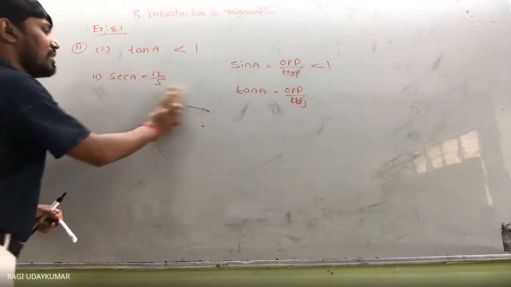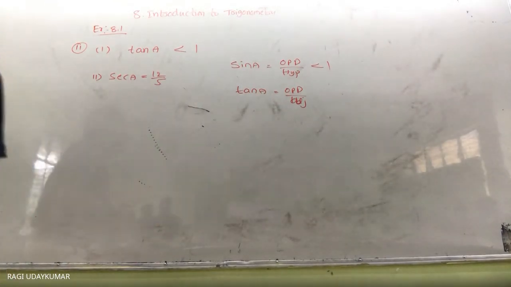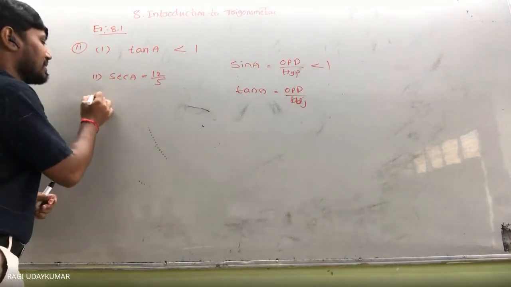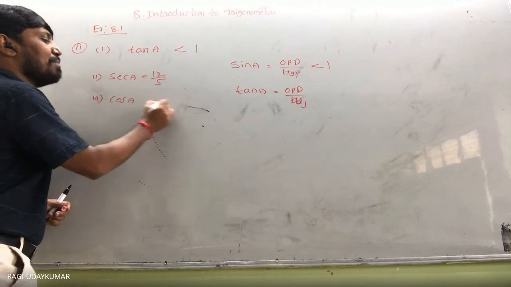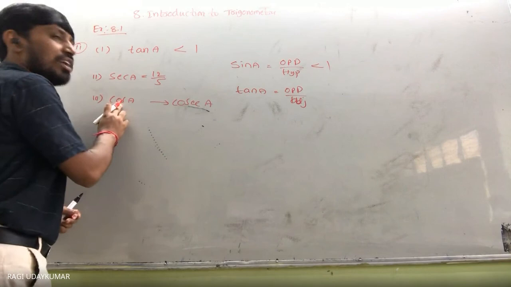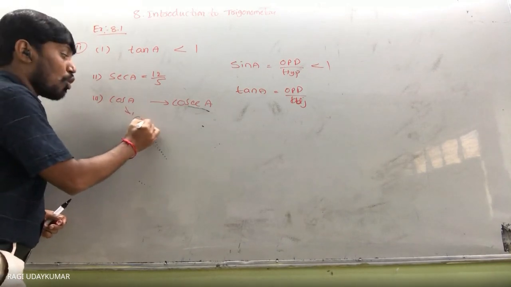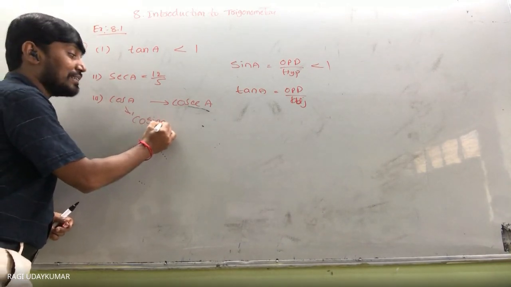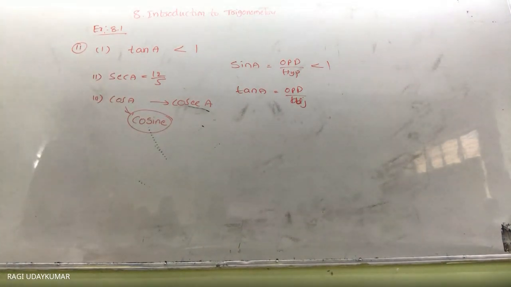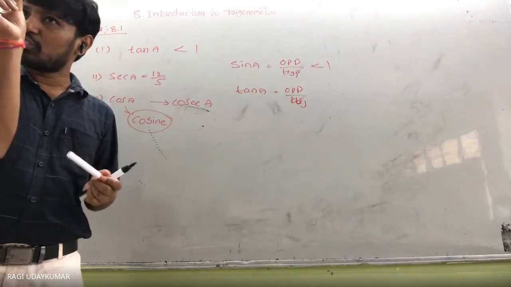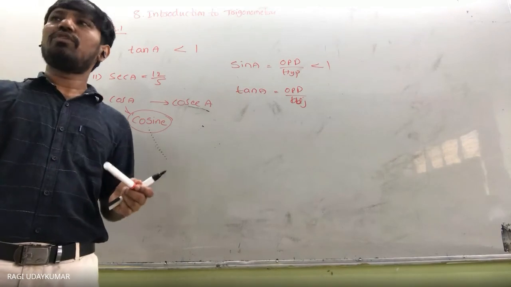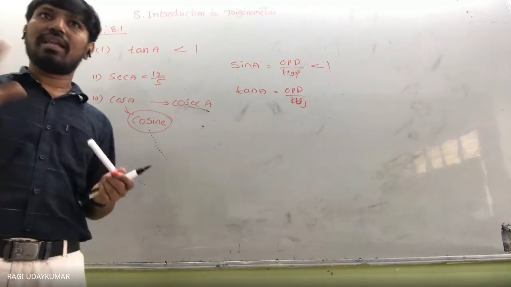Okay. Second, now third question is given to you. Cos A is the abbreviation of the cosecant of angle A. It is saying that cos A is the abbreviation of cosec. No. It is cos A is the abbreviation of what? Cosine. It is the abbreviation of cosine. Abbreviation is nothing but short form. So I already told you now the full form of that trigonometric ratios already I told you.